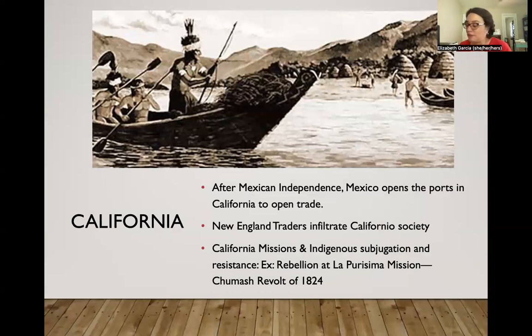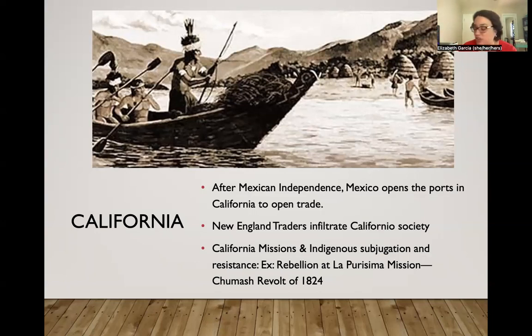Finally, we have the example of California. In California, the population didn't have a strong sense of loyalty to Mexico, and had created its own localized identity as Californios. After Mexican independence, Mexico opens the ports in California to foreign trade. Again, this is how you have New England traders arriving in California and infiltrating the politics and economy there. That again ultimately allows California to then become part of the United States.